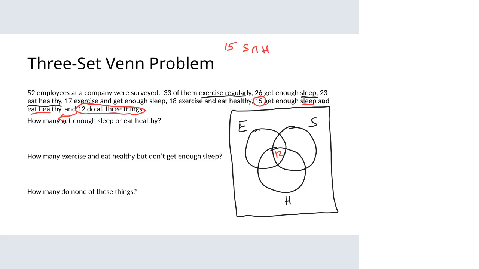So the intersection of S and H, which will be right here, needs to have a total of 15 people in it. Please let me know if you see something that doesn't make sense. 15 people get enough sleep and eat healthy, so that's this, and it needs 15 in it. So this little spot down here needs 15 people, so my question to you is, how many people go into region 6?